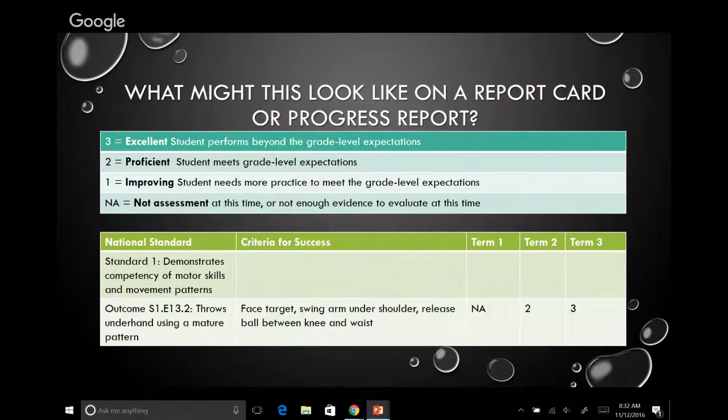And parents really want to know the criteria for success, because number one, they're gonna be able to help their child at home. And also it gives them a clear idea that you do have something clearly in mind for how you are assessing their child's level of achievement.